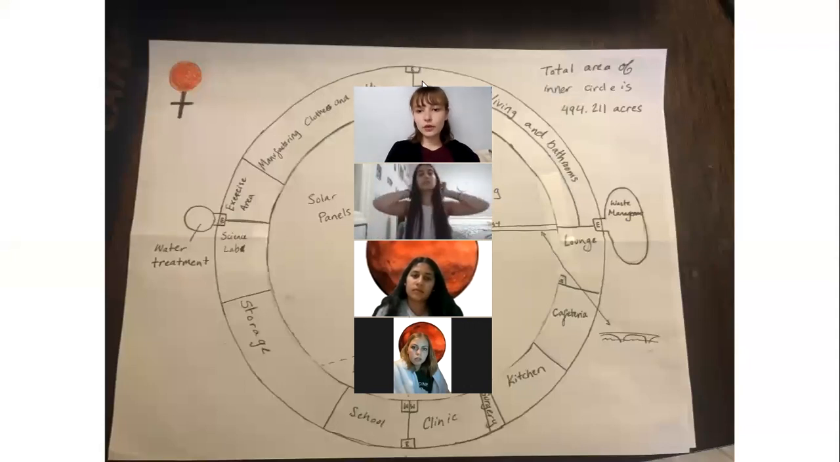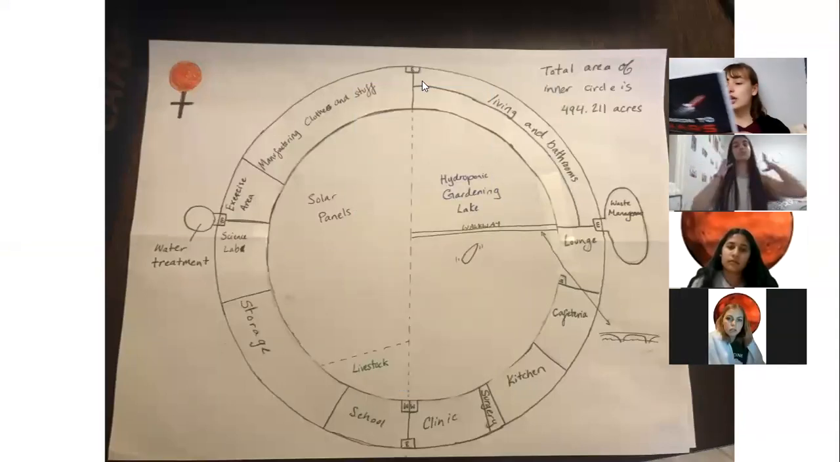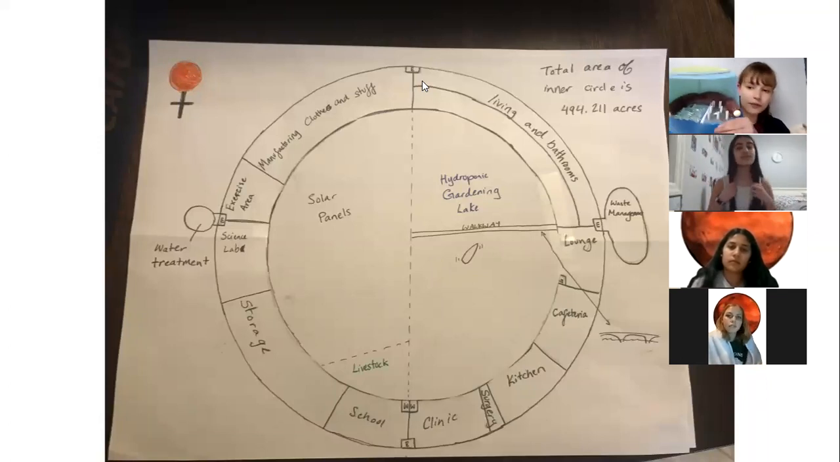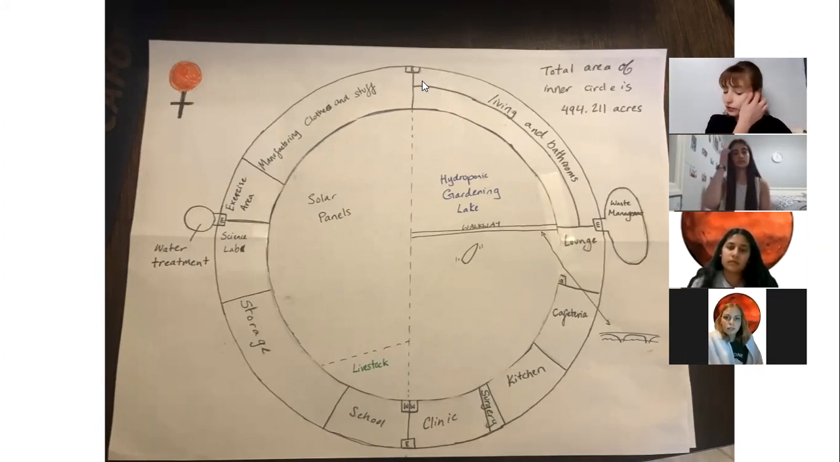And then this is a little architectural sketch of our dome. In the top right corner, we have living space and bathrooms because you're not going to want to walk that far to pee in the middle of the night. Then we have waste management, a lounge, a cafeteria, the kitchen, a clinic with a closed-off surgery for sterilization purposes, the school, storage, science lab, water treatment, exercise area, and manufacturing for clothing and other things like hats and shoes.